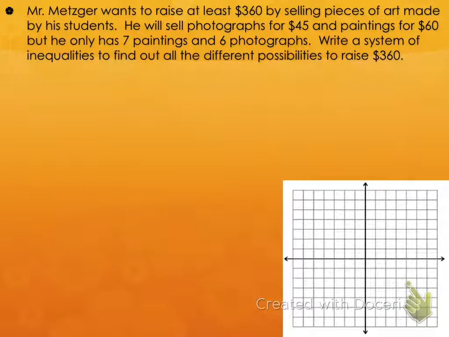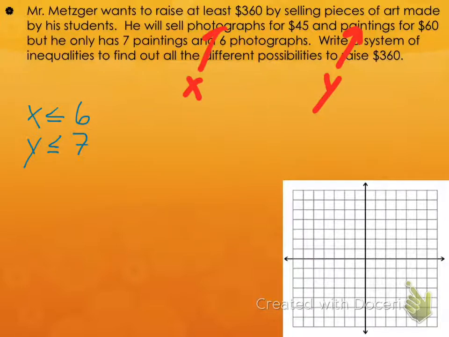And this last word problem. So when it gets $360, photographs I'm going to make my X, paintings I'm going to make my Y. I only have 7 paintings and that's supposed to be 6 photographs. So since X is photographs, X has to be less than or equal to 6, because I only have 6 photographs to sell. Y, since it's paintings, is less than or equal to 7.